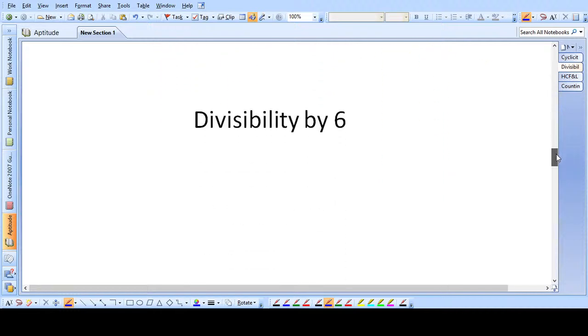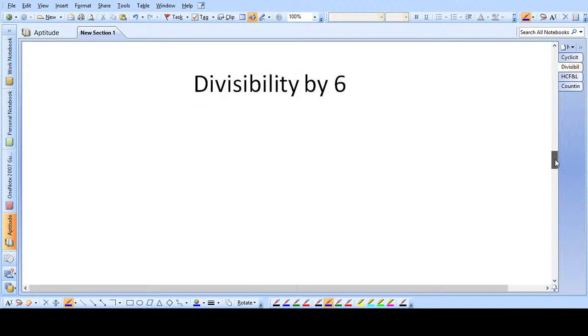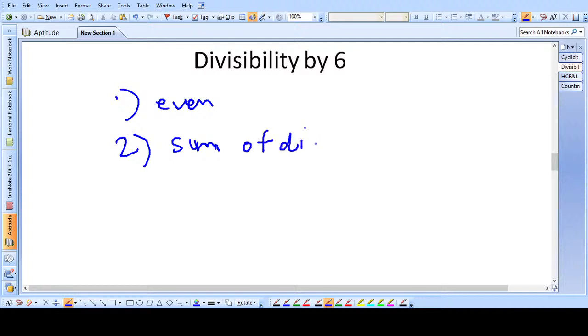Now for 6, same funda. 6 is a little tricky. There are two conditions, and both of them should be satisfied. What is the first condition? The number should be even. Second, you have to take the sum of the digits and check if the sum is divisible by 3.